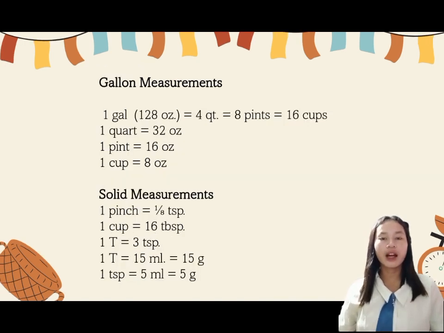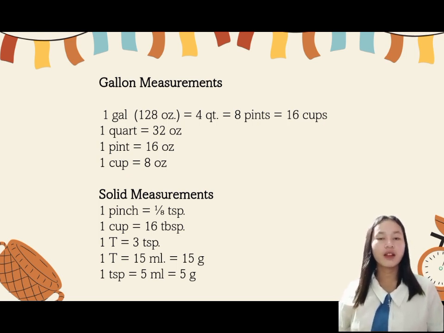So we have here the gallon measurements. 1 gallon is equivalent to 128 ounces, equals 4 quarts, equals 8 pints, and 16 cups. 1 quart equals 32 ounces and 1 pint equals 16 ounces. And 1 cup is equal to 8 ounces.